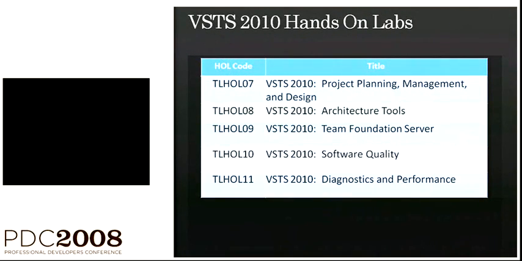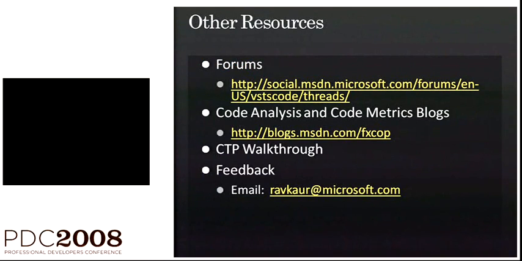We have hands-on labs. Please give us a try and send us feedback. For code analysis in particular, we have a CTP walkthrough that you can find on your start page of Visual Studio. You just click it, find code analysis. We have a whole bunch of new rules released for the CTP based on data flow, so we'd love your feedback on it. And for any other feedback, there are some links to blogs and forums.